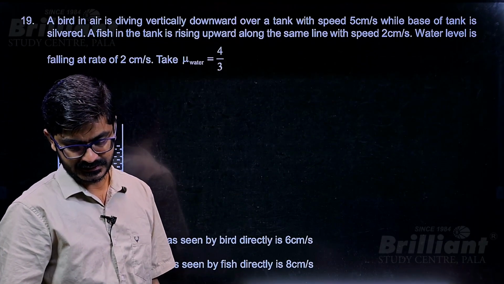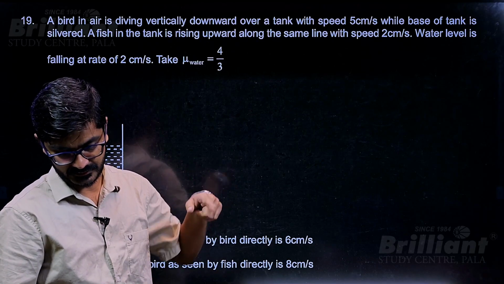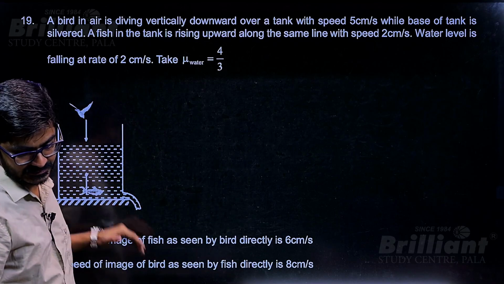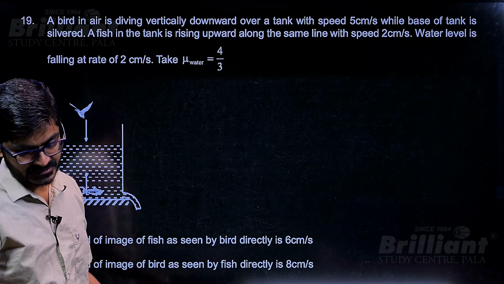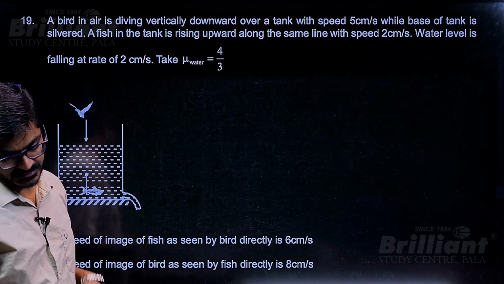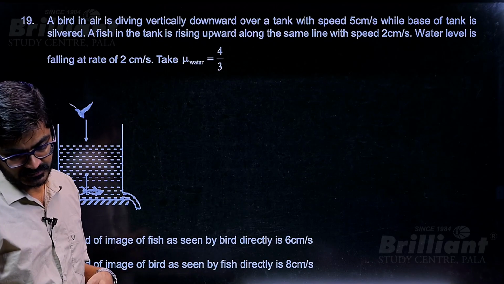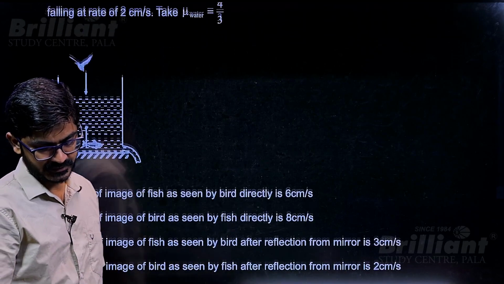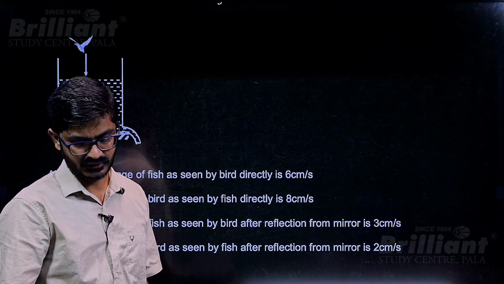A bird in air is diving vertically downward over a tank with speed 5, while the base of the tank is silvered. A fish in the tank is rising upwards along the same line with speed 2, water level is falling at a rate 2. Refractive index of water is given. Speed of image of fish as, okay, we'll go option by option.